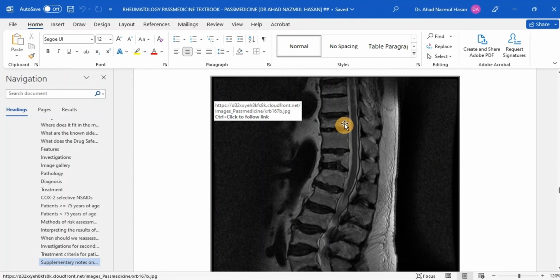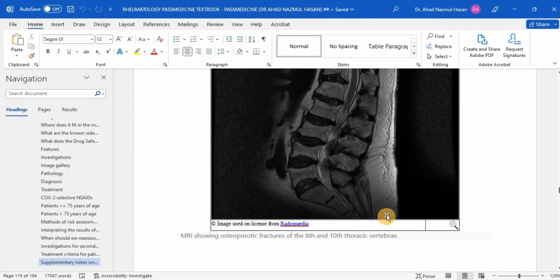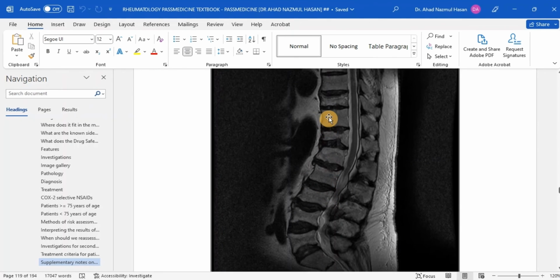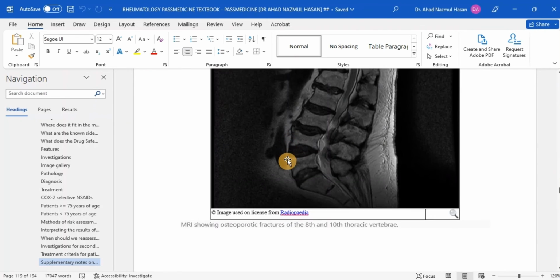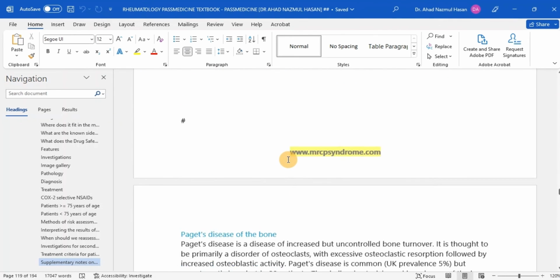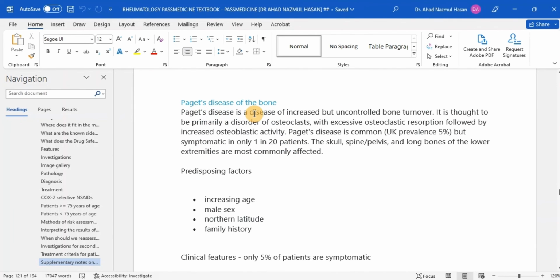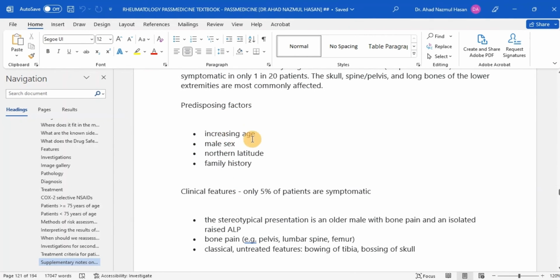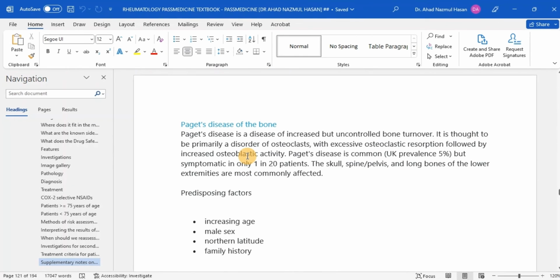So features of osteoporosis here. So this is sacral 1, 2, 3, 4, 5, 12, 11. So 10 and 8 is involved here. Paget's disease of the bone. This is a 5-star topic. Overview, predisposing factors, especially increasing age and male sex. Male patients are more commonly affected by the Paget's disease, but in some cases the female may also be affected.